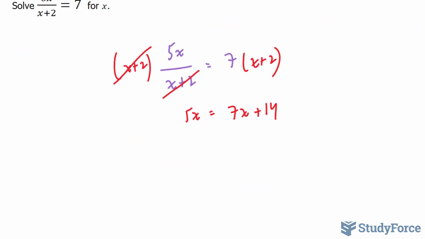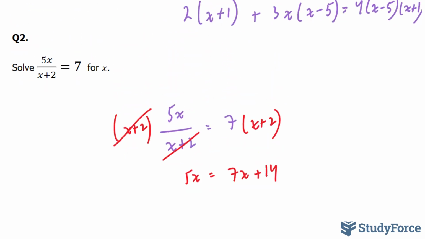All you have to do now is isolate for x. No need for the quadratic formula. This is not a quadratic equation. You bring this term over, you get negative 2x is equal to 14. Therefore, x is equal to negative 7. And there you have it. That is how to solve a complicated equation containing quotients.